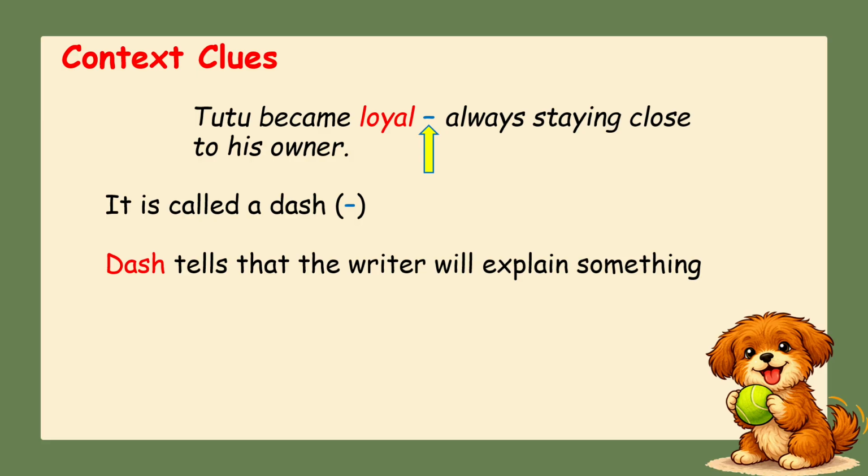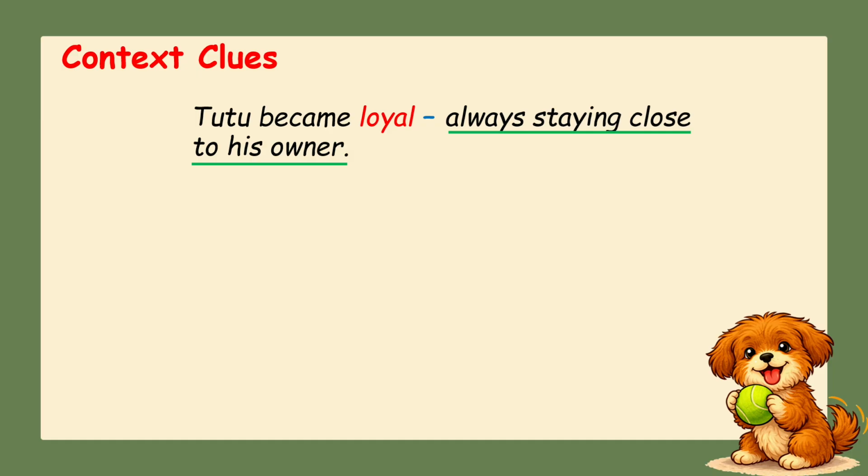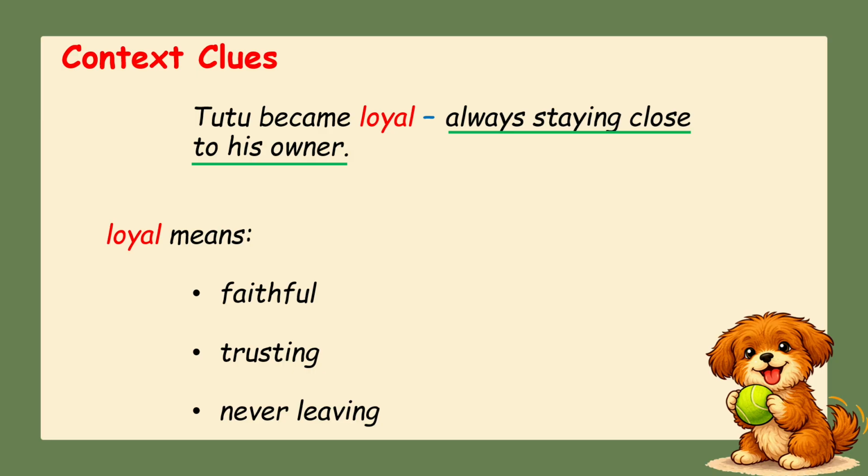In the example, after the dash, the sentence says, always staying close to his owner. This part explains what loyal means. So, based on the sentence, what does loyal mean? It means faithful, trusting, and never leaving. We did not guess the meaning of loyal. The dash helped us understand the word. That is why we say this is a punctuation context clue. The punctuation mark gave us the meaning.